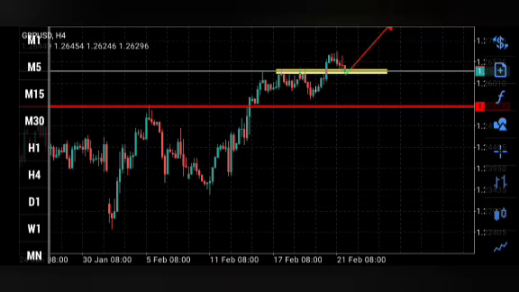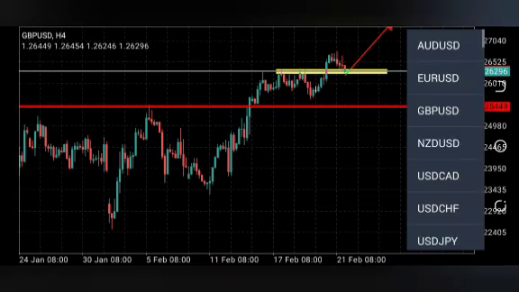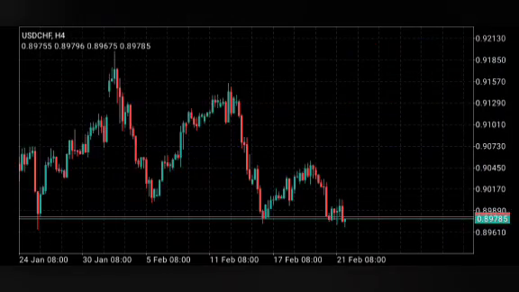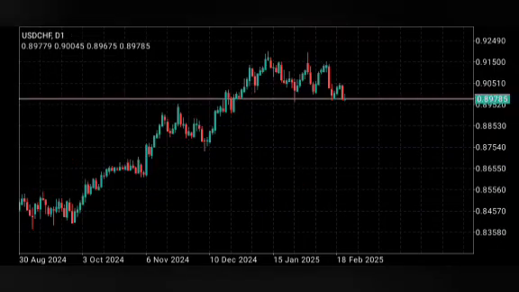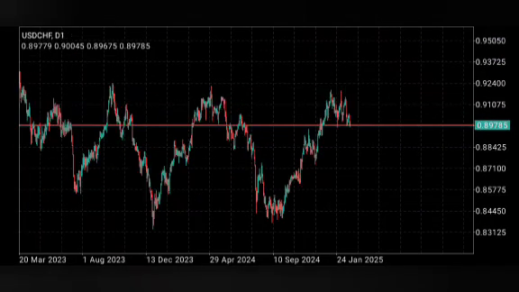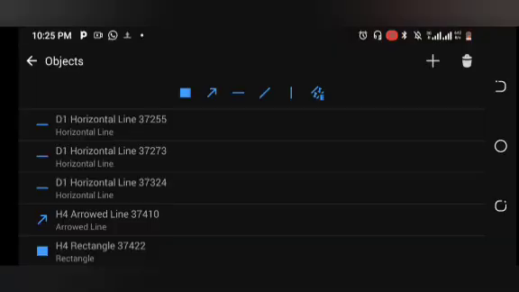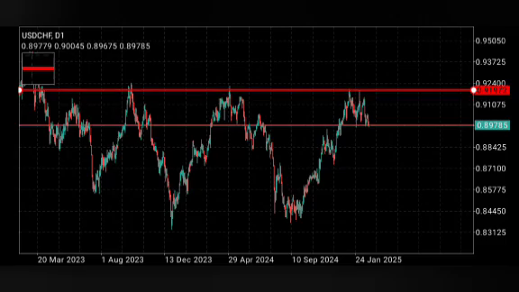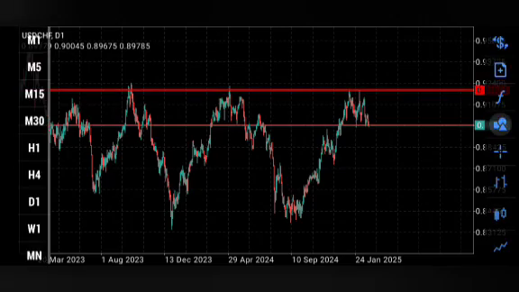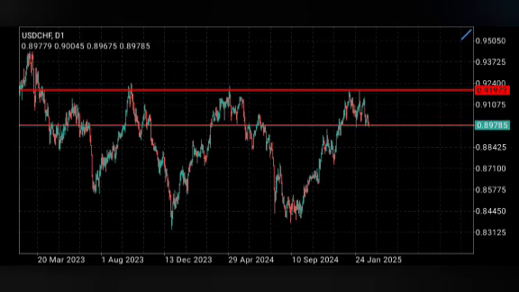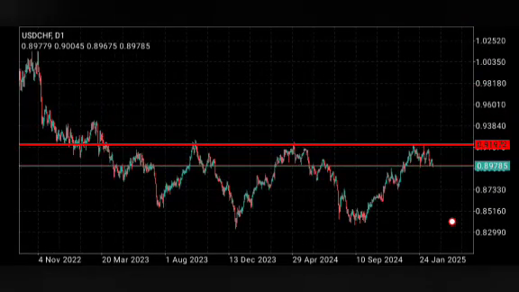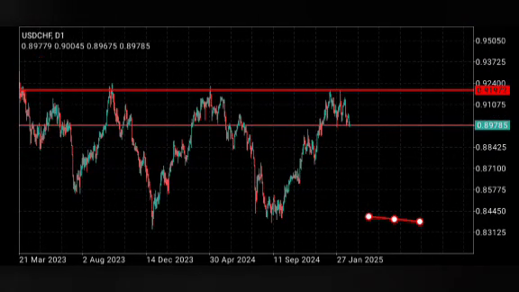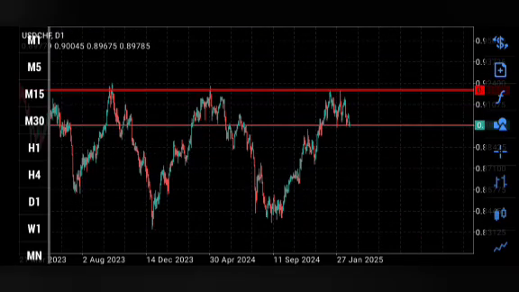Then I go to the next pair that I'm going to be analyzing, which is USDCHF. As usual, I go to the daily time frame to see what the market is doing, and I zoom out first of all. After I've zoomed out, I'll be able to see the major structures and major levels in the market.